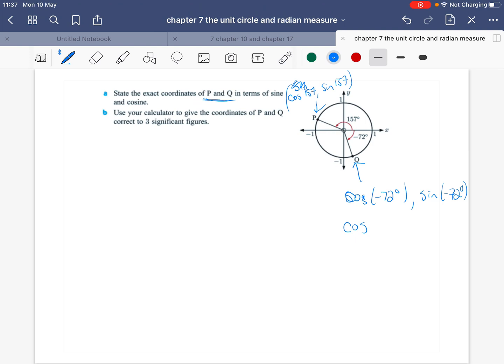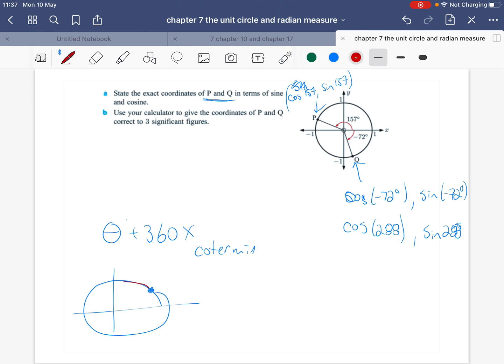What's 360 minus 72? Wow, 288. Yeah, 288. 360 minus 72 gives us 288. Sine of 288. Okay, so where you get really good at this is theta plus or minus 360 degrees times any integer. We'll call them x. We call these coterminal.